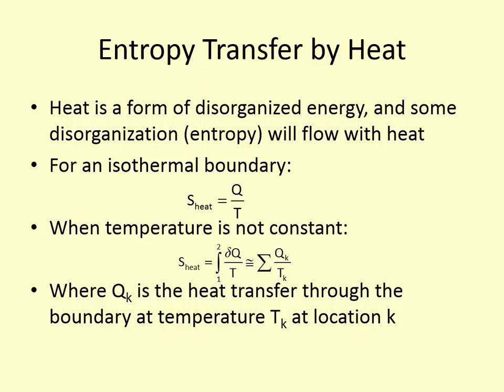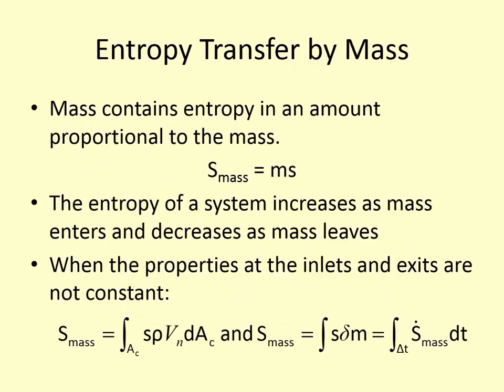So Q sub K is the heat transfer at location K with the boundary temperature of T sub K. Mass contains entropy, so it's like any other property value: there's a certain amount of entropy associated with a fluid, or maybe a solid, at that temperature and pressure. And it's proportional to the mass, so if we multiply the mass by that property value, then we can find the total entropy associated with the mass. As we bring mass into the system, we add entropy to the system. As mass leaves the system, we decrease the amount of entropy in the system.